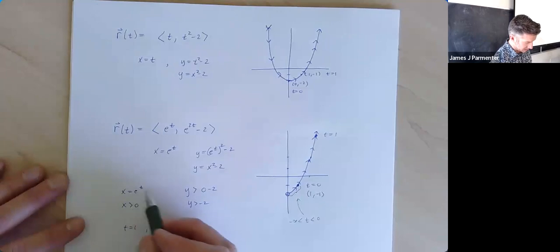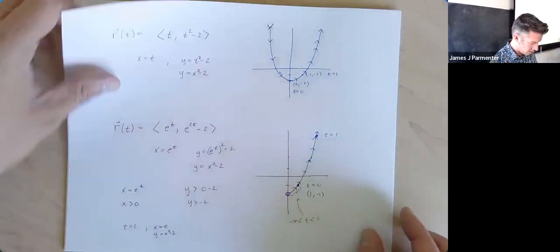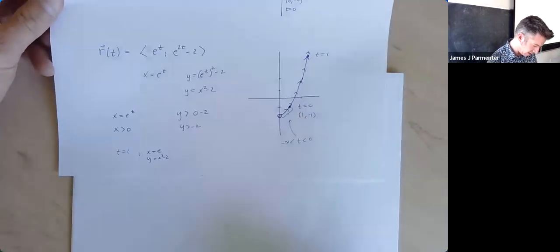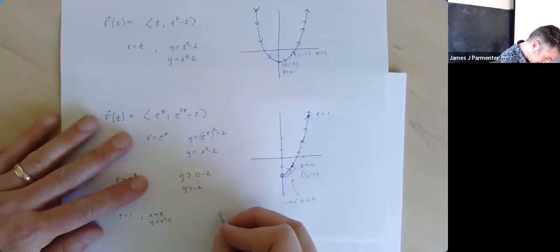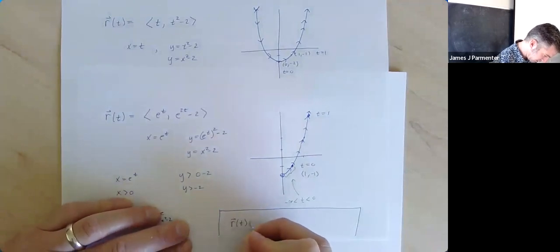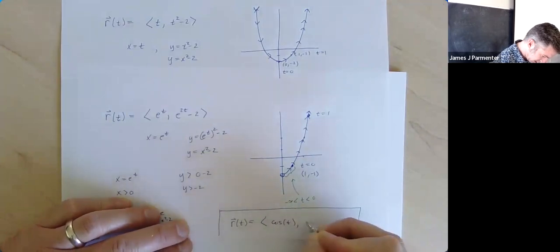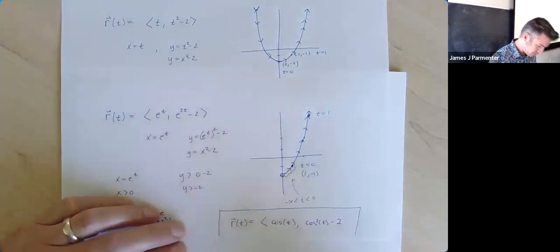Because here x is positive. You could do the same thing. I'm not going to graph this one, but you should check out on your own what happens if you were to graph something like, I really don't want to draw it up there, do it right there. You should try on your own plotting the function r of t equal to, say, cosine of t, comma, cosine squared of t minus 2.